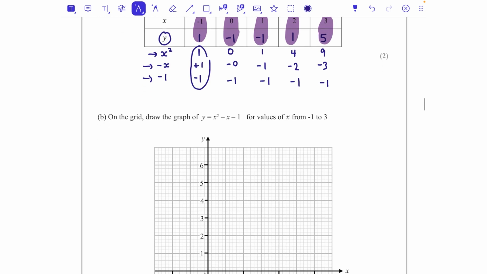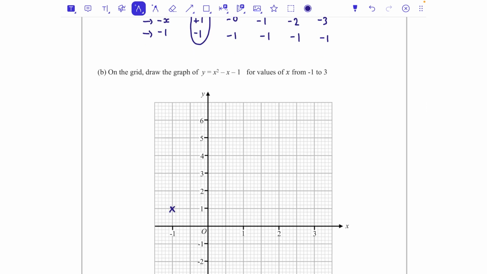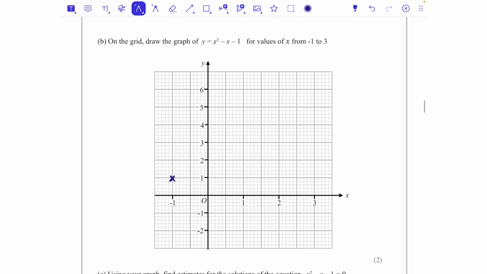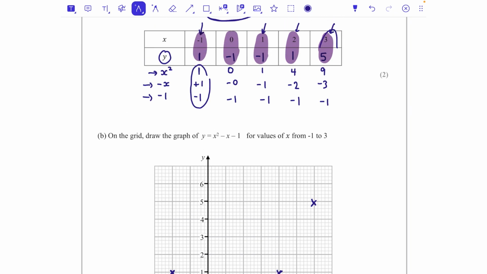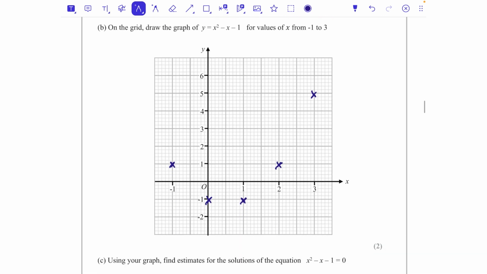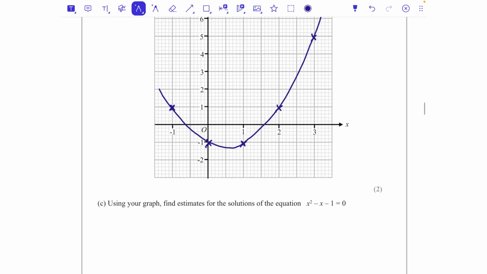So minus 1, 1 is here. 0, minus 1 is here. 1, minus 1 is here, 2, 1 is here, and 3, 5 is here. I'm just plotting each of those coordinates that I selected in purple there. And then we're going to join that up with a nice smooth curve. So like this. Do my best on the iPad. Oh, there we go, like that. And that is us drawing that quadratic graph.